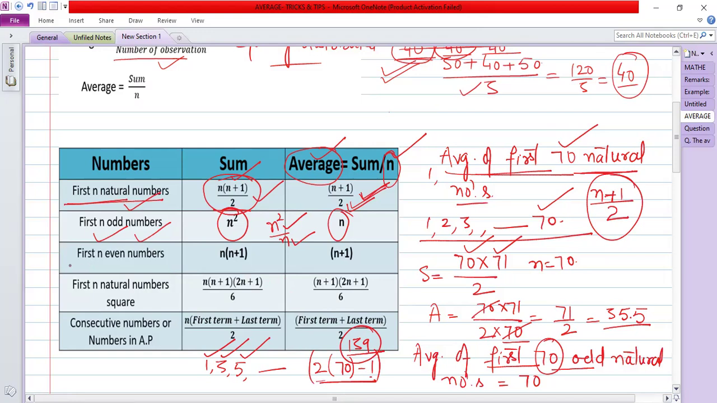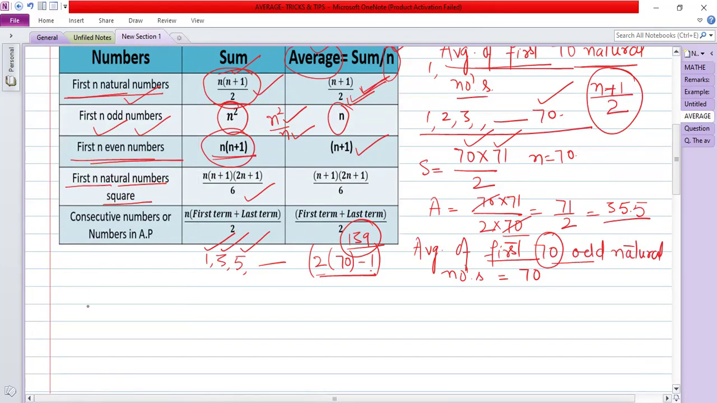Then the sum of the first n even numbers is given by n into n plus 1. Then obviously the average will be n plus 1, because this sum is again divided by n. So here we have the first n natural numbers square. Actually, this expression is the sum of squares of first n natural numbers.